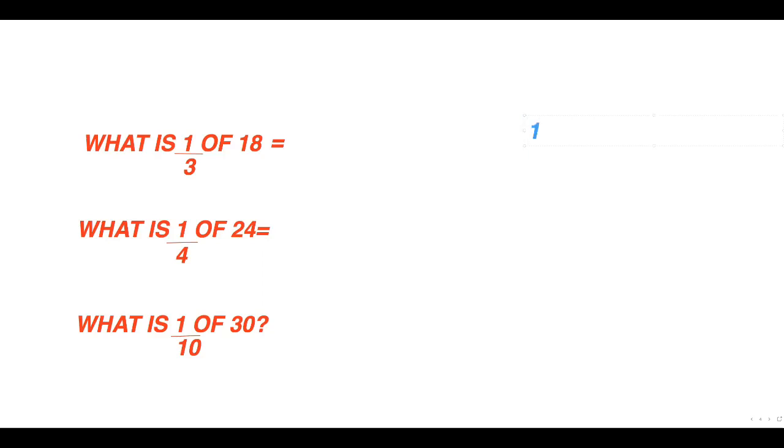So what we're going to do is 18 divided by the bottom number, which is 3, which will give you 6. 6 times 3 is 18, and you're going to times it by the top number, which gives you 6. So the answer for this one will be 6.